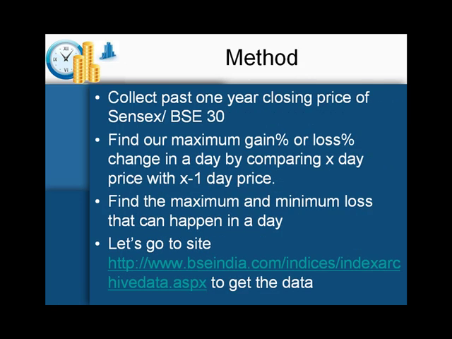So now let's move to the method. What we are going to do is collect the data for BSE 30 or Sensex for the past 1 year, and we figured out that there were 249 working days in the past year. We will figure out the maximum gain or loss percentage in a day. So it is X day. If you have invested on X day, then what was the price on X minus 1 day? The difference between the two divided by the price on X minus 1 day would be the maximum gain or loss incurred in a day.